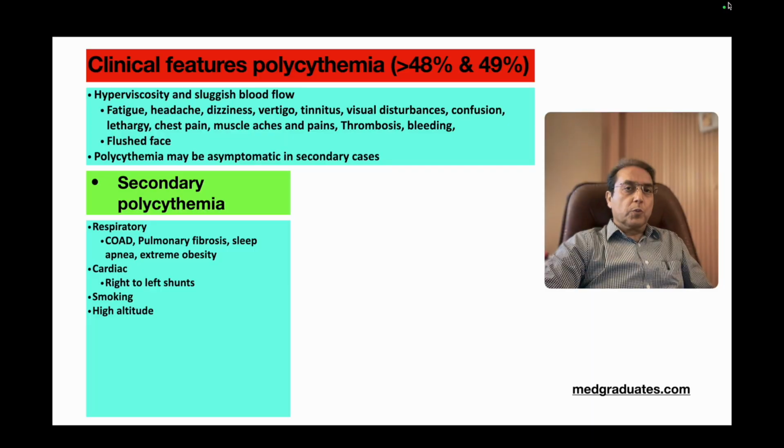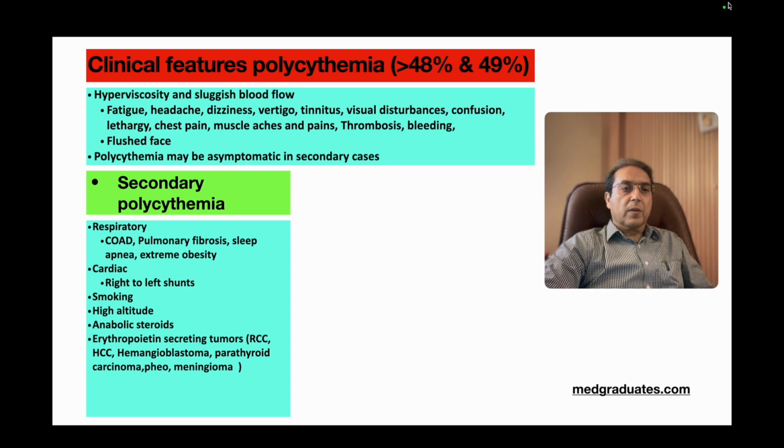Smoking and high altitudes produce physiological polycythemia. Anabolic steroids, and tumors which secrete erythropoietin, for example, renal cell carcinoma, hepatocellular carcinoma, cerebellar hemangioblastoma, parathyroid carcinoma, even parathyroid adenoma can do it, pheochromocytoma, meningioma, they can all produce erythropoietin and cause polycythemia.